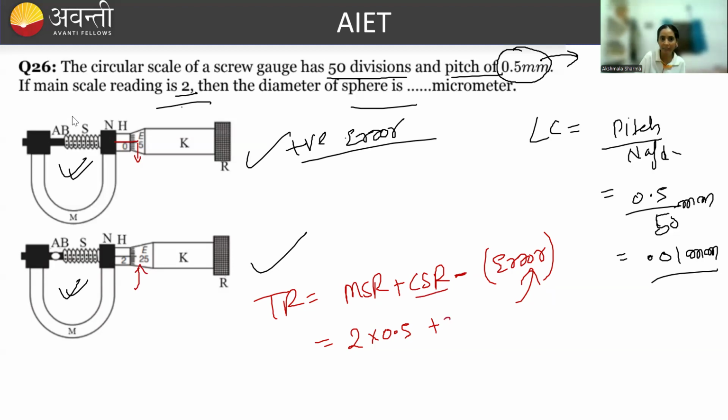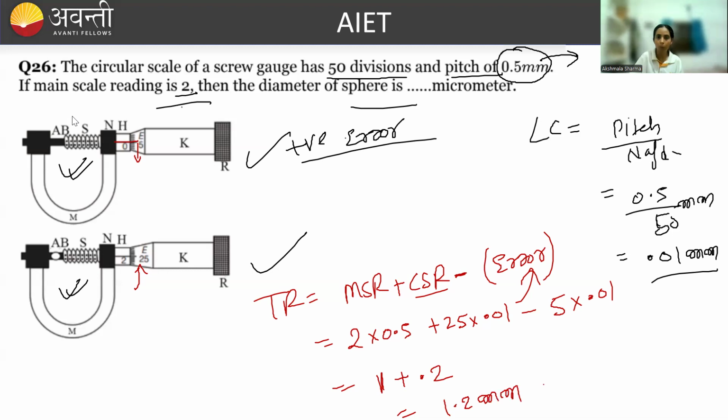So circular scale reading is what? 25 into pitch, that is 0.01, minus 5 into 0.01, because 5 units on circular scale is the error and error is positive. So here it will become 1 plus 25 minus 5, that will be 20, 20 into 0.01, that is 0.2. So this is equal to 1.2 millimeter.